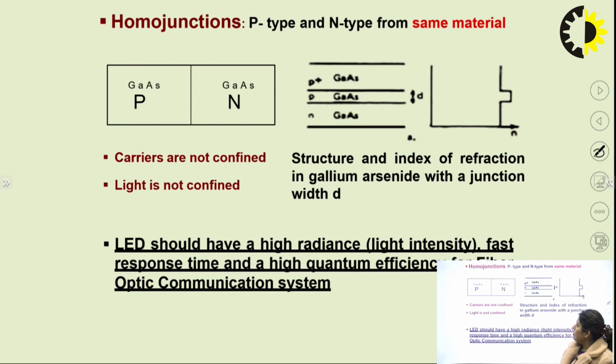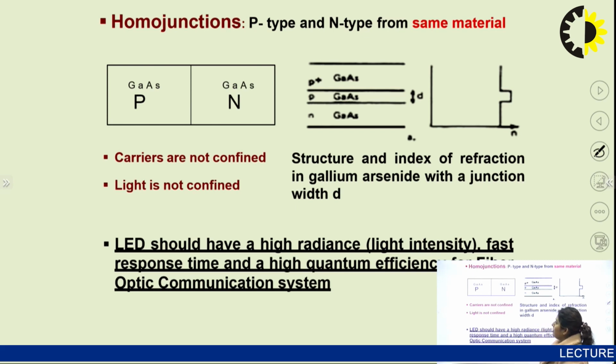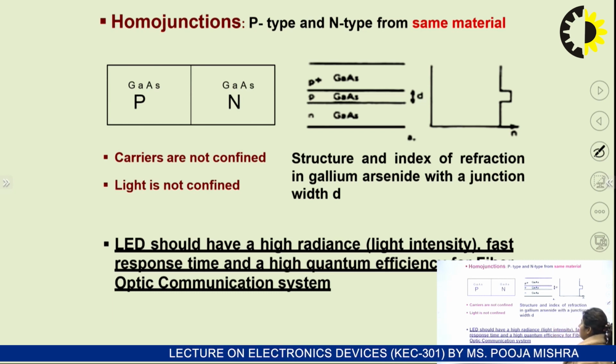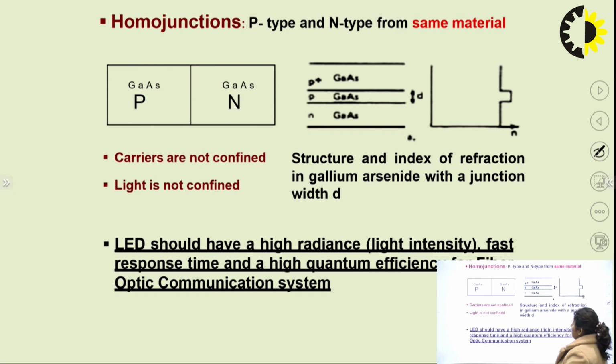So now we are discussing what a homojunction is. Homojunctions have only one junction, which can be made from p and n type of the same material. In the heterojunction we have two junctions, or we can have different materials for the p and n type. In the homojunction we have p type gallium arsenide and similarly n type gallium arsenide. If we dope the p type gallium arsenide with heavy doping of trivalent impurities, we get p plus type gallium arsenide, and the depletion region or the active region is p type gallium arsenide. Similarly, n type gallium arsenide is there.